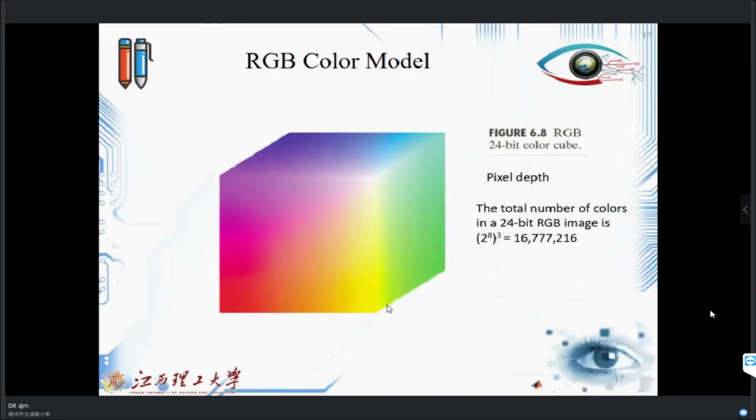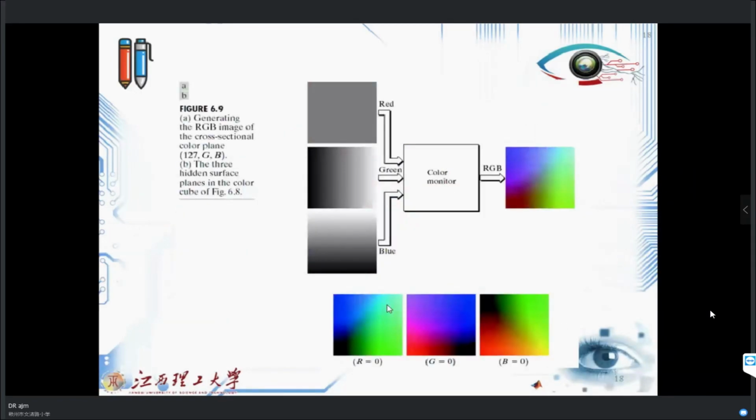It's more than 16 million, sorry, colors that you can see there. It comes from 2 raised to the power of 8, raised to the power of 3. And here you can see how the RGB color is generated with different values of red, green, and blue, which can be mixed in the color monitor section, and you can see the RGB one here.